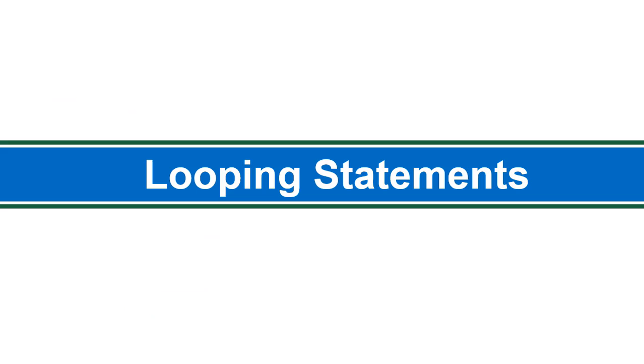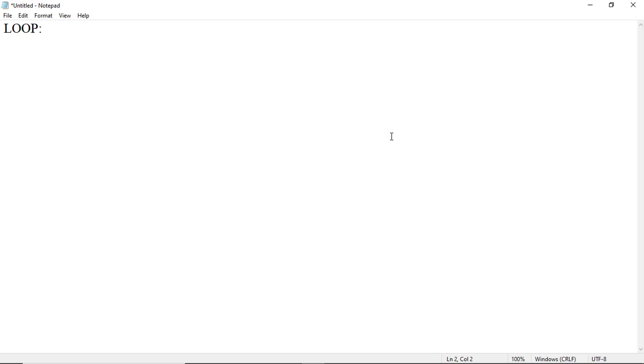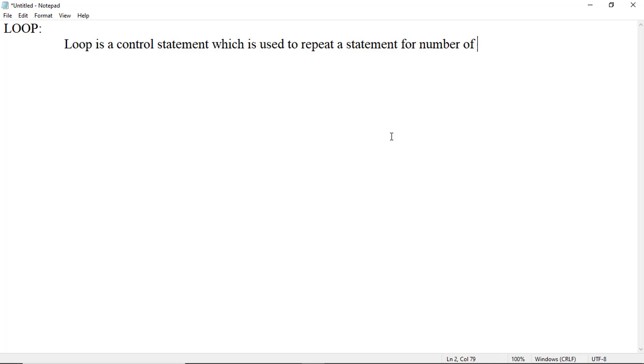Friends, in this session, we'll discuss about looping statements in VBA. So first, what is meant by loop? Loop is a control statement which is used to repeat a statement for number of times. A statement or any value, if you want to repeat multiple times, then we'll go for loops.